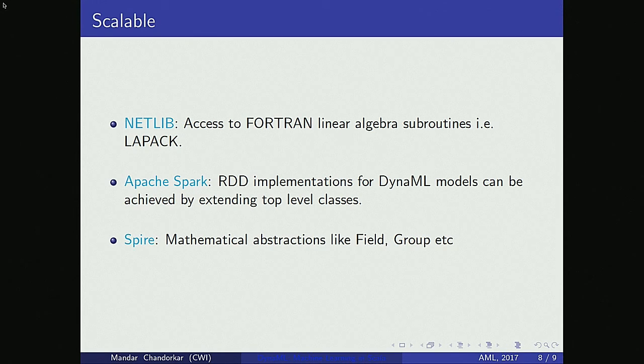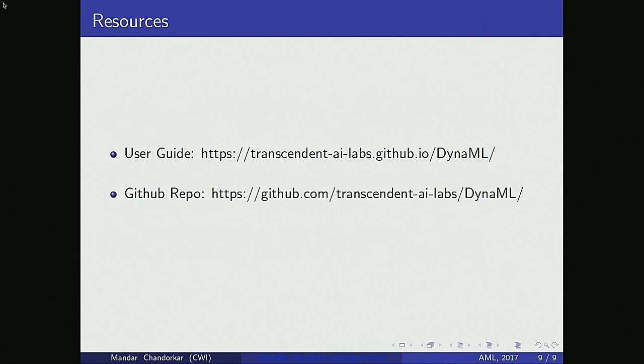And of course, scalability. There is in-house support for Apache Spark. You can load a Spark context, create your own RDDs, and actually use them in model training. And if you have LAPACK and ARPACK installed on your system, DynaML uses NetLib Java to directly access that and speed up vector calculations.